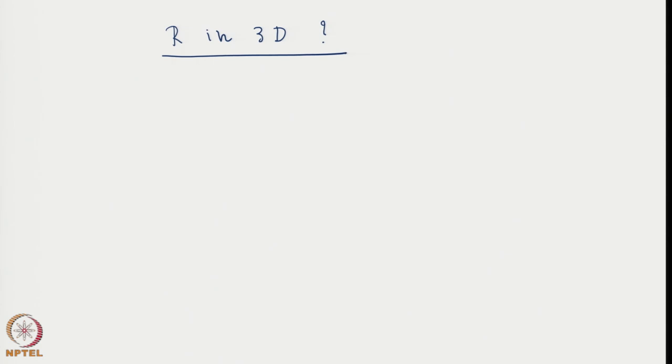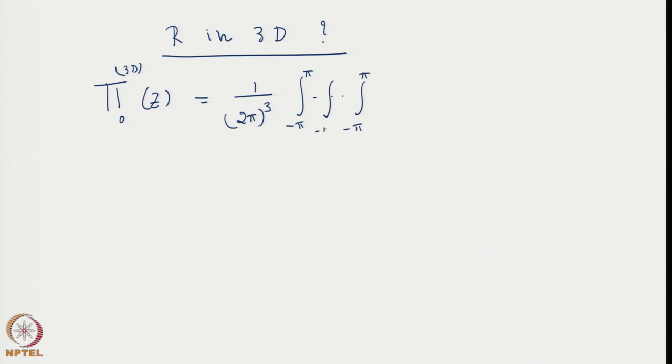Let us revert back to the same formalism. So in 3D, the generating function, let us keep remembering, for the occupancy probability, which is a quantity of interest, will be defined as 1 over (2 pi)^d, so it is (2 pi)^3, and then the minus pi to pi integrals, there will be three such integrals, we will write all of them, minus pi to pi, dk1, dk2, dk3, and the denominator is going to be 1 minus (cos k1 plus cos k2 plus cos k3) by 3.